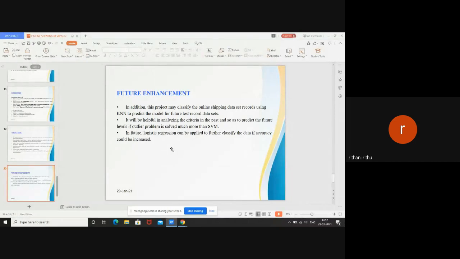Future enhancement. In addition, this project may classify the online shopping data records using KNN to predict the model for future test record datasets. It will be helpful in analyzing the criteria in the past so as to predict the future levels, if the outlier problem is solved, much more than SVM. In future, logistic regression can be applied to further classify the data if accuracy could be increased.